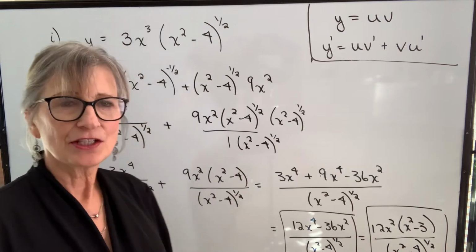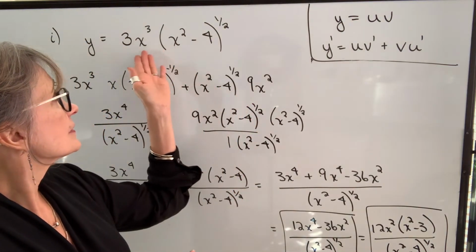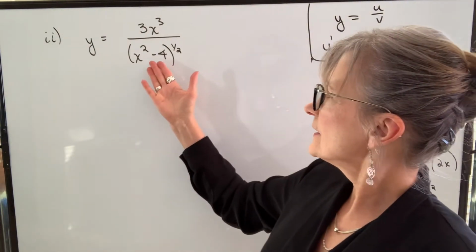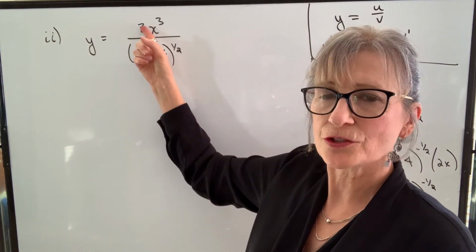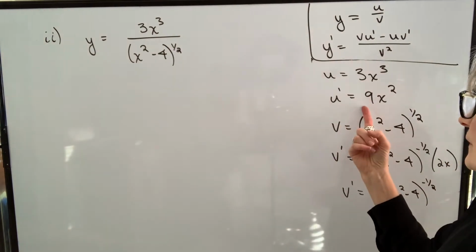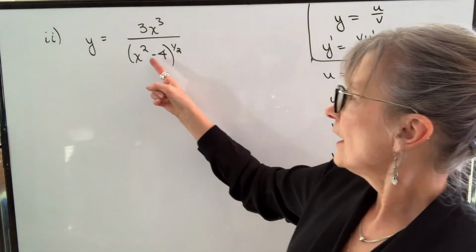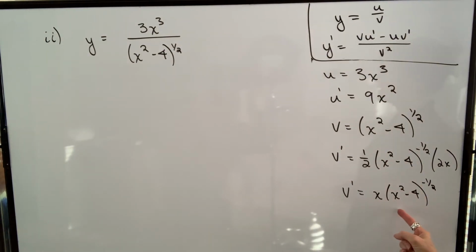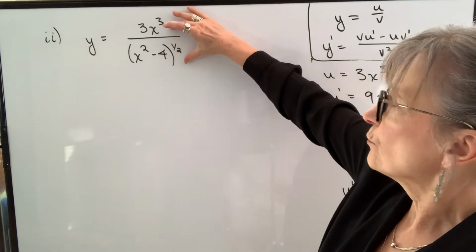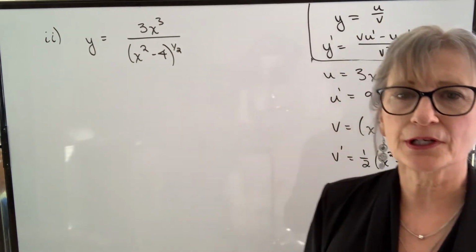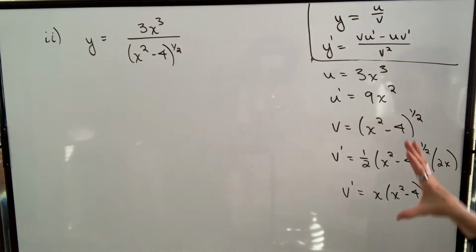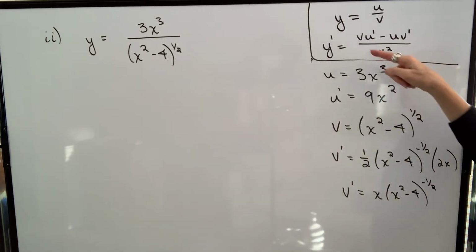Let's take a look at using these same functions and doing a quotient. So in our next example, I use the same function for u. So the u prime is the same. I use the same function for v, and therefore v prime is the same. But I took a quotient of those two functions rather than a product. So now we have to use the quotient rule, which is outlined here. I'm going to take these values and plug into this formula.